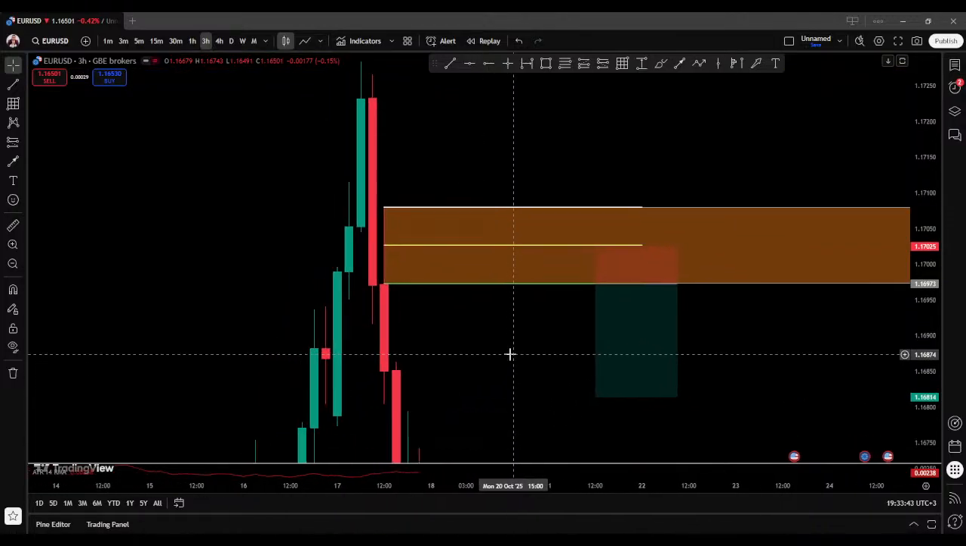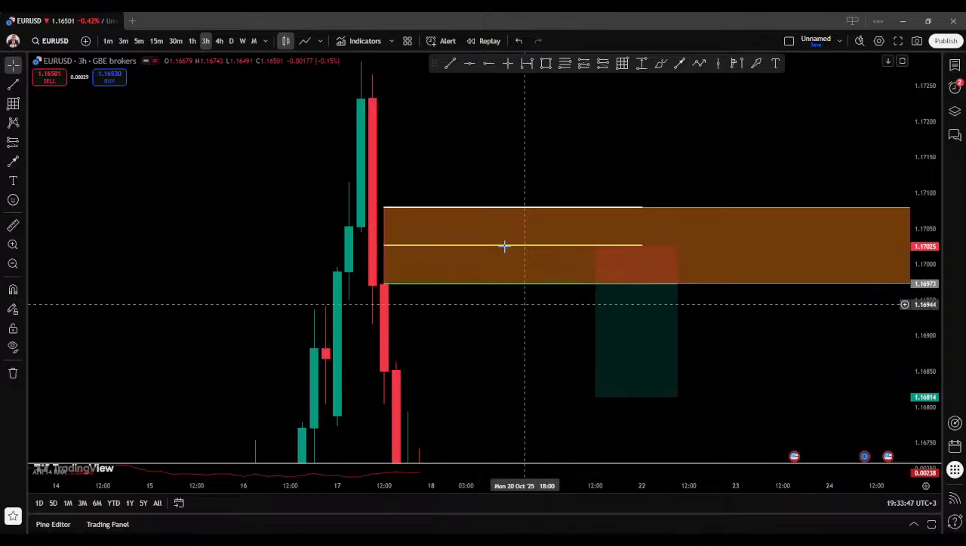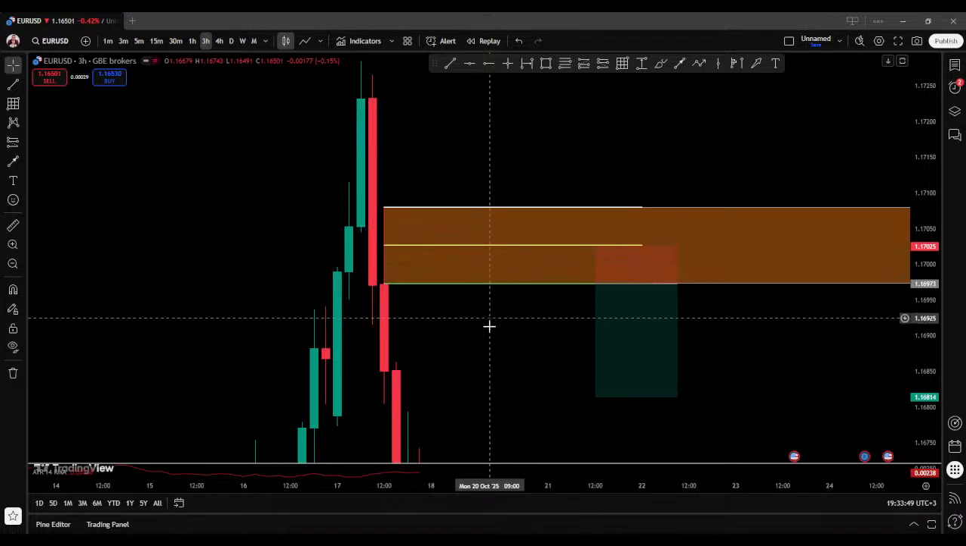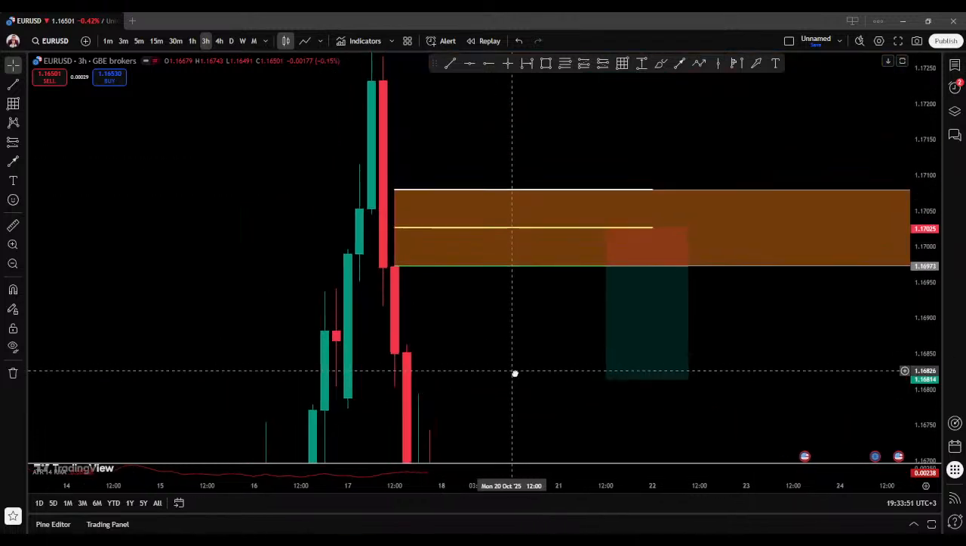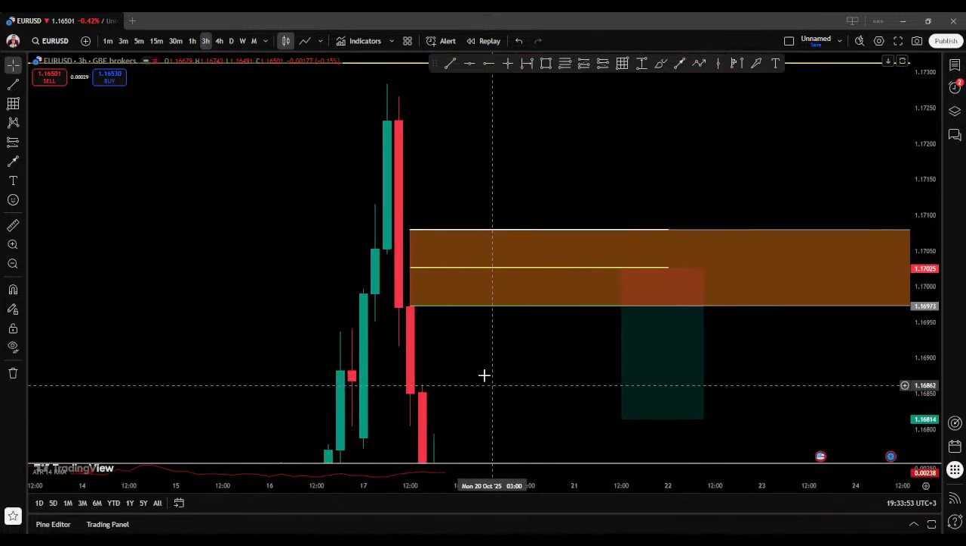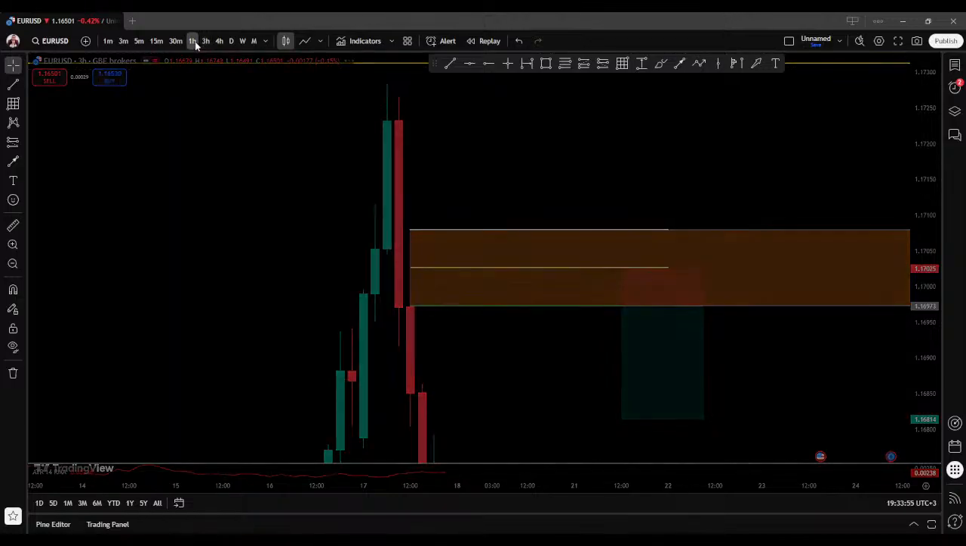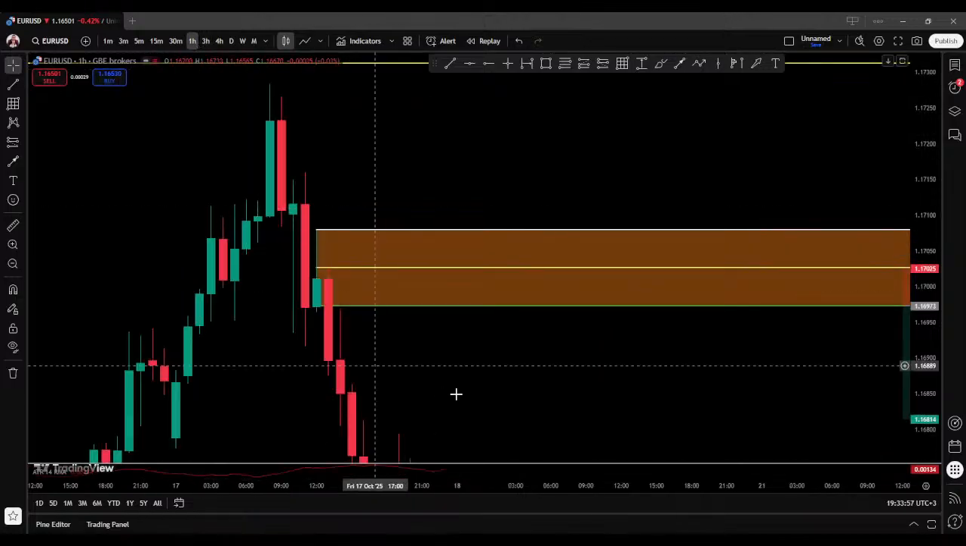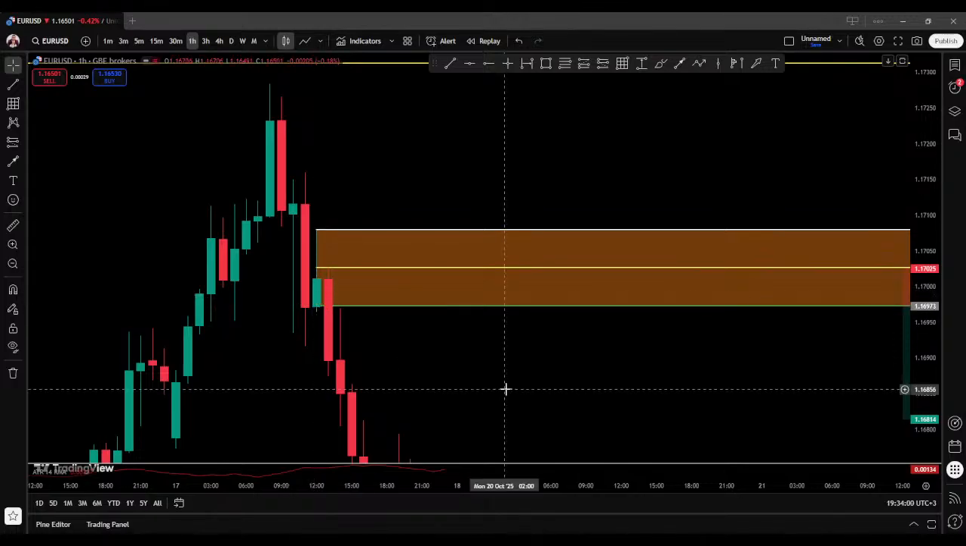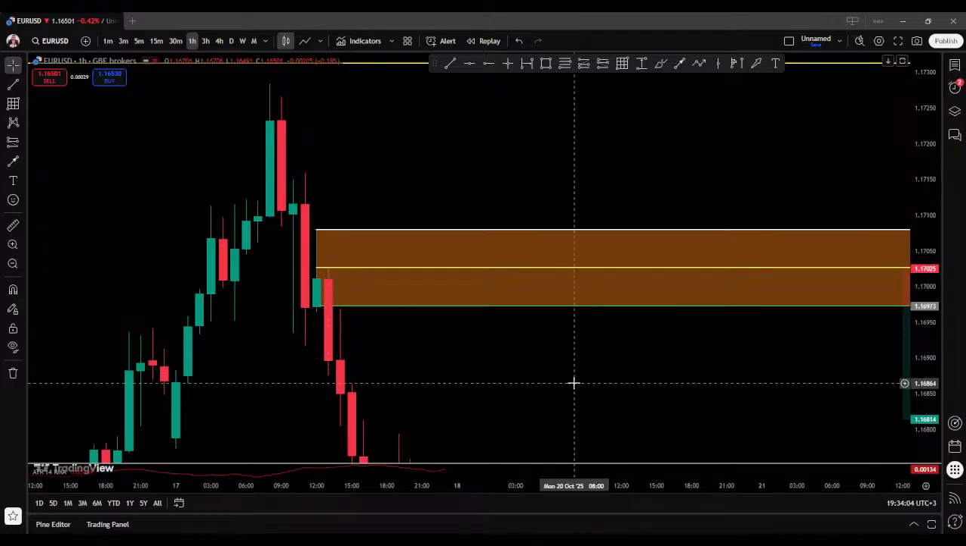We are SMC traders. So what do we do? We go to the lower time frame and try to refine this entry. So come to the 1 hour. What can you see? I told you these things are like magic. What can you see here? Can you see another block here?